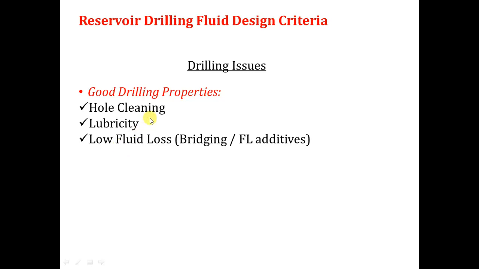So we are adding here very important bridging materials, and they must be acid soluble. For example, like the marble, the calcium carbonates, the baracarb, or something like this. So this is very important. And in addition, we add some fluid loss additives, which are very important, and they have to be non-damaging to the reservoir.